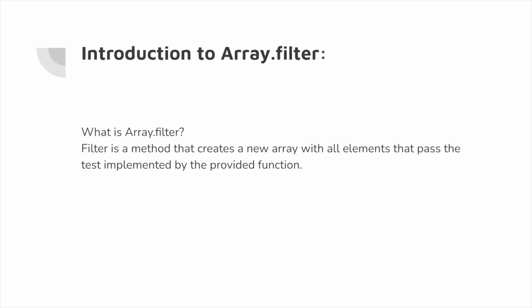Okay, so what is the array filter method? Filter is a method that creates a new array with all the elements that pass the test implemented by the provided function. As you read the definition, in layman terms, an array is a collection, and based on a certain filtering mechanism it will create a new array with filtered values.